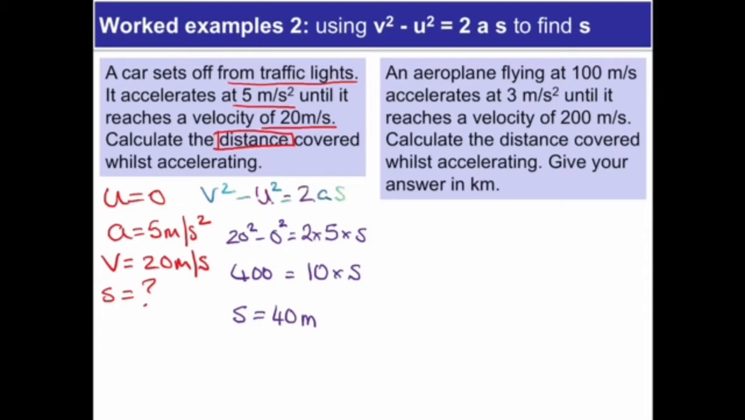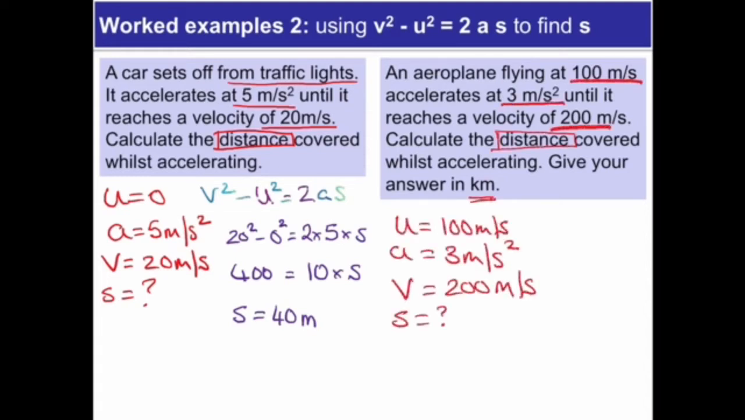Next example, similar thing. But this time, there's an extra part to the question. So let's look at what we've got. We've got an initial speed of 100 meters per second. We've got an acceleration of 3 meters per second squared. We've got a final velocity of 200 meters per second. We have to calculate the distance and then give the answer in kilometers.